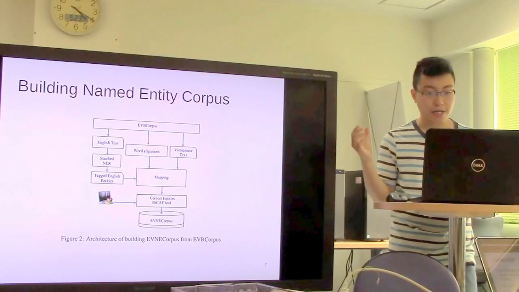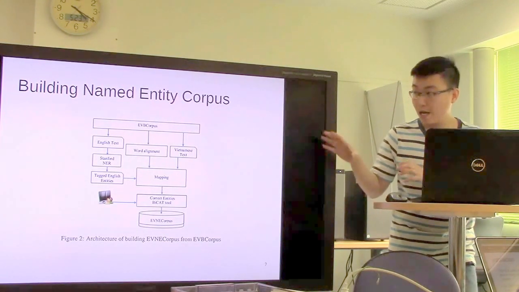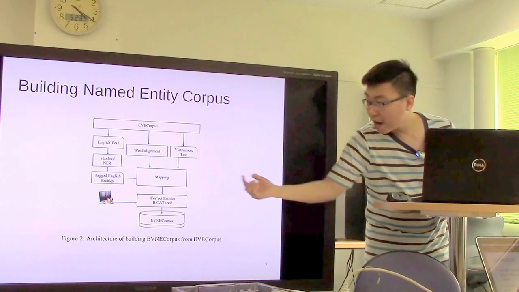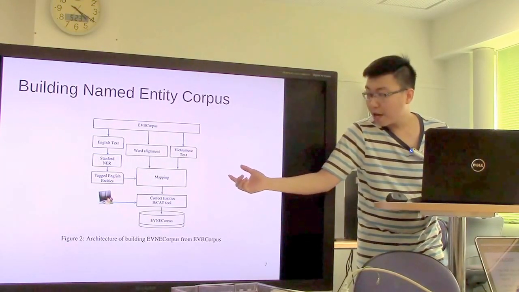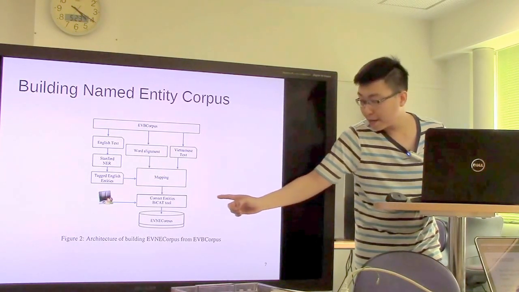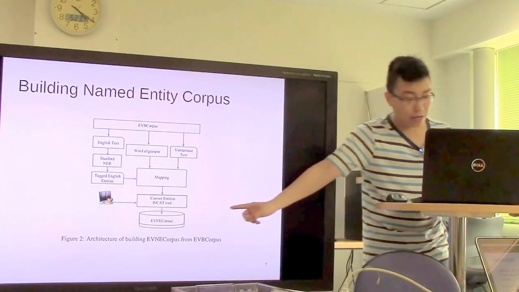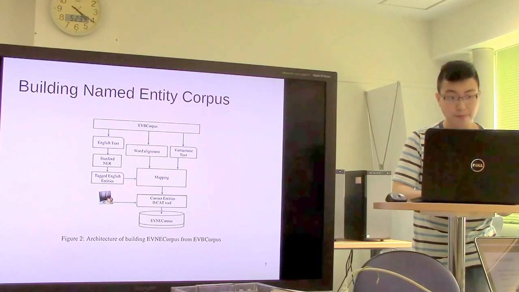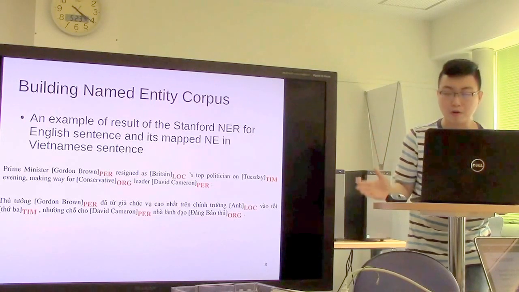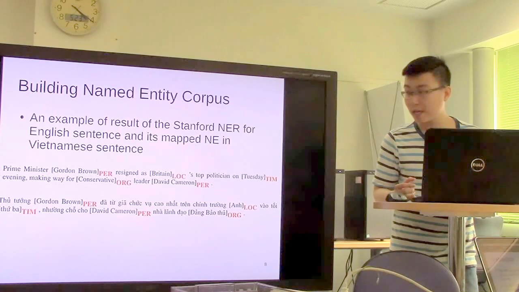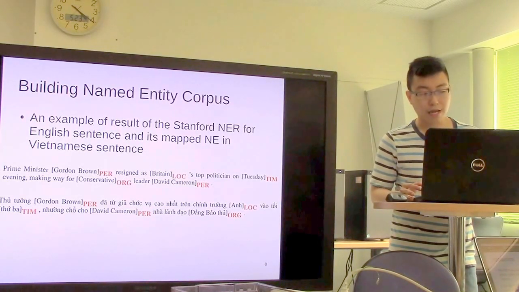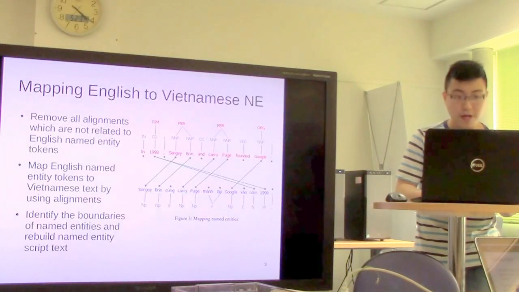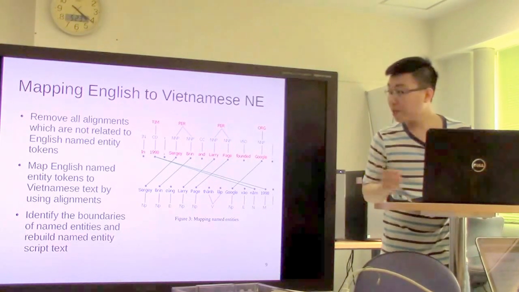First, we use the Stanford named entity recognition tool to tag the named entities in the English text. Then we use word alignment to map them into Vietnamese text. And the results are also corrected manually by using the BYCAST tool. And finally, we have the EVNE corpus. And this is an example of a result of the Stanford named entity recognition for an English sentence, and its mapped named entities in the Vietnamese sentence.